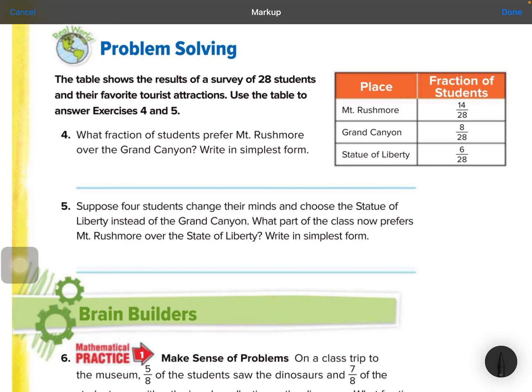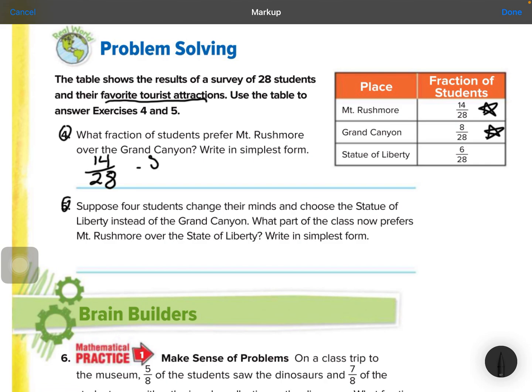The table shows the result of a survey of 28 students and their favorite tourist attractions. Use the table to answer questions or exercises 4 and 5. What fractions of students prefer Mount Rushmore over the Grand Canyon? Write in simplest form. Okay, so here's Mount Rushmore and Grand Canyon. So now remember, this whole lesson we've been subtracting, so it's a pretty safe bet to understand that they may want us to subtract. So let's see, Mount Rushmore has 14 out of the 28 students who favored it.